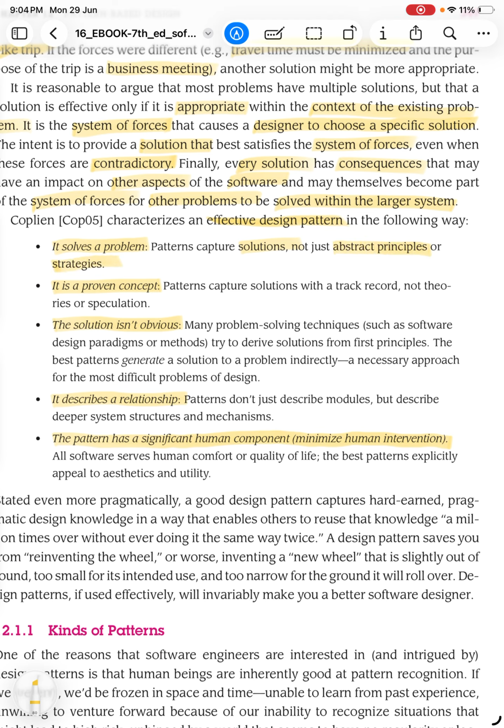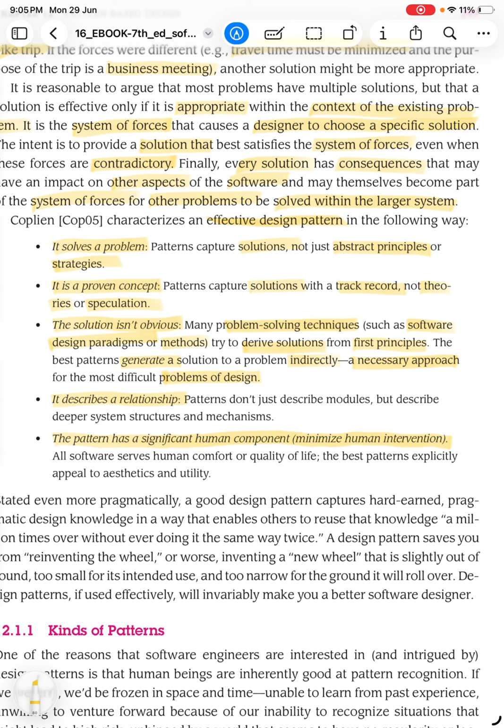It is a proven concept. Patterns capture solutions with a track record, not theories or speculations. The solution isn't obvious. Many problem solving techniques, such as software design paradigms or methods, try to derive solutions from first principles. The best patterns generate a solution to a problem indirectly, a necessary approach for the most difficult problems of design.